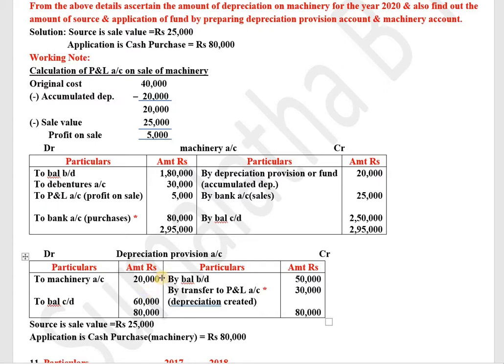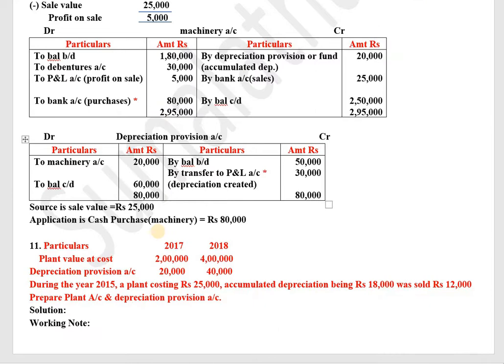Now let us see the last problem. Let us go for checking with the 11th problem. See, information is being given. Particulars of 17 and 18. Plant value at cost is 2 lakh and 4 lakhs, and depreciation provision account is 20,000 and 40,000. Opening and closing balance is also given. During the year 2015, a plant costing rupees 25,000, accumulated depreciation being 18,000, was sold for 12,000. Prepare plant account and depreciation provision account. Similar to the previous problem.